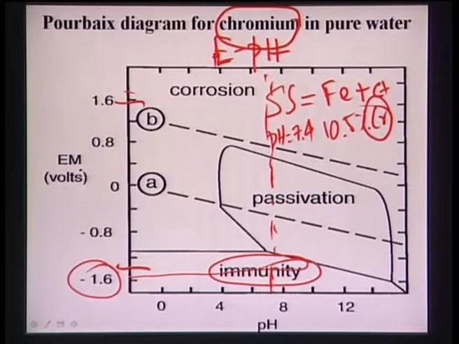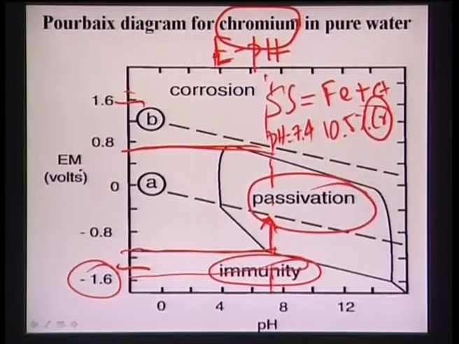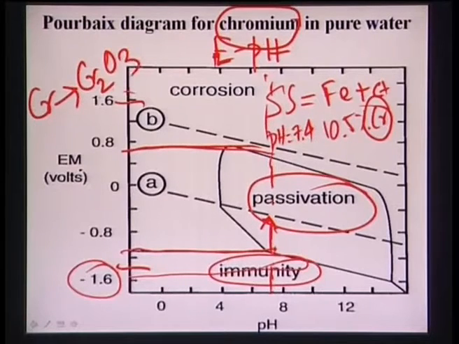Now, the moment the electrochemical voltage at this 7.4 is above around minus 1.2 or minus 1, up to around 0.6 or so, then it will undergo passivation. Passivation means what? That means chromium will form chromium oxide, or chromium can form other higher oxides also, depending on the voltage and the conditions.